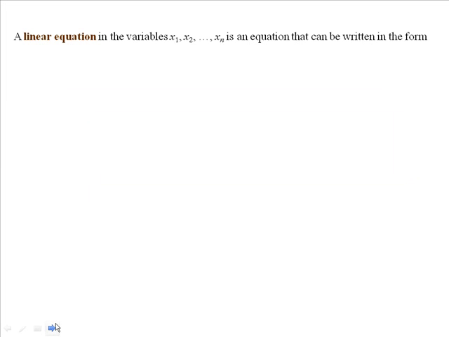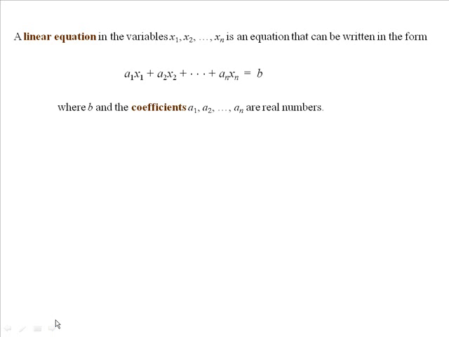A linear equation in the variables x1 through xn is an equation that can be written in the form a1x1 plus a2x2 plus up to an xn equals b, where b and the coefficients a1, a2 through an are real numbers or complex numbers, and n can be any positive integer.